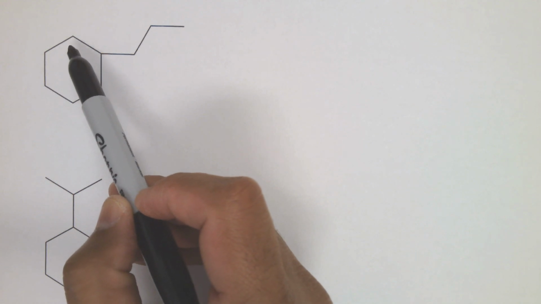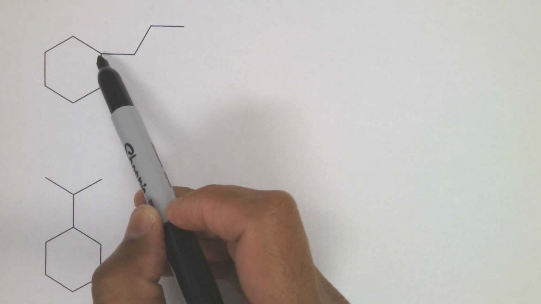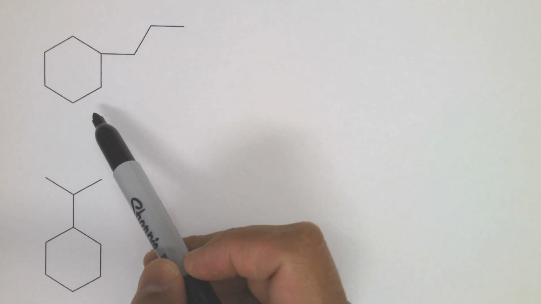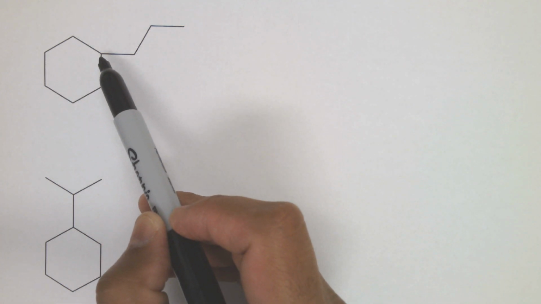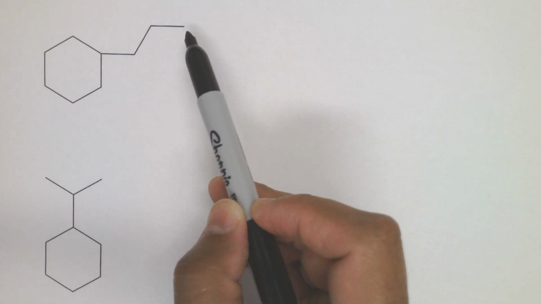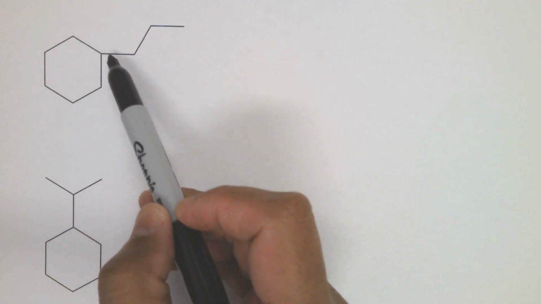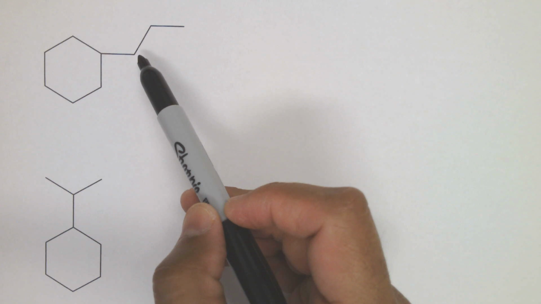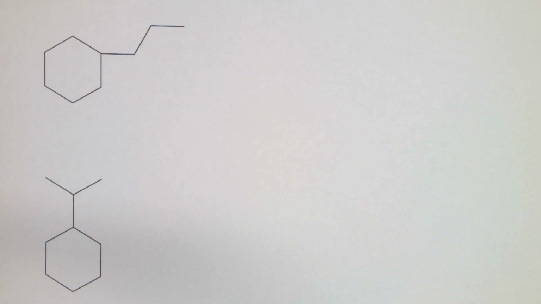So for example, right here, I would count 1, 2, 3, 4, 5, 6 carbons in the ring, and that's a 6-carbon chain. You can never count 6 carbons in the ring and continue going outside of the ring. So here we have a 6-carbon ring. So this is a 6-carbon chain. And then outside the ring, we have a shorter 3-carbon chain.